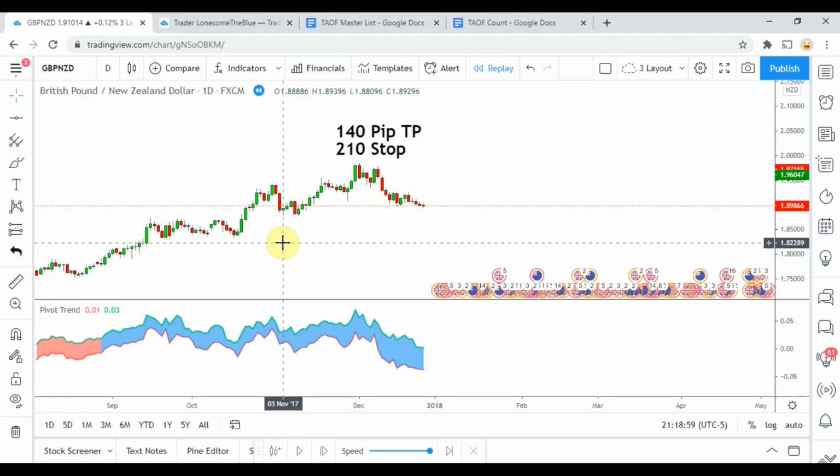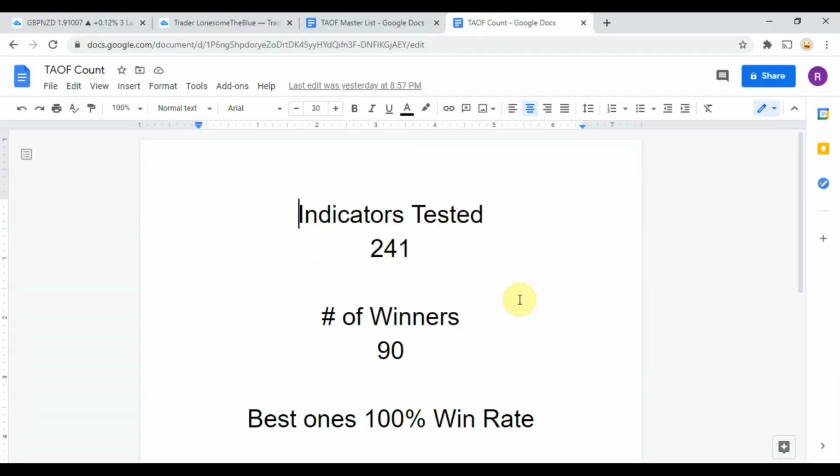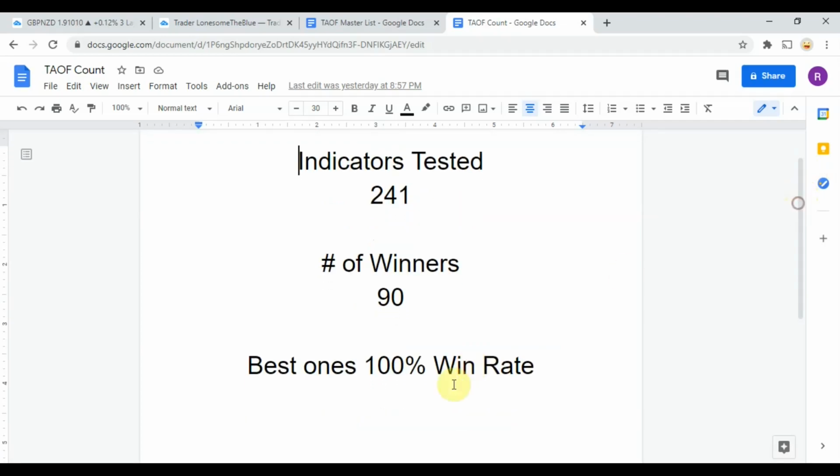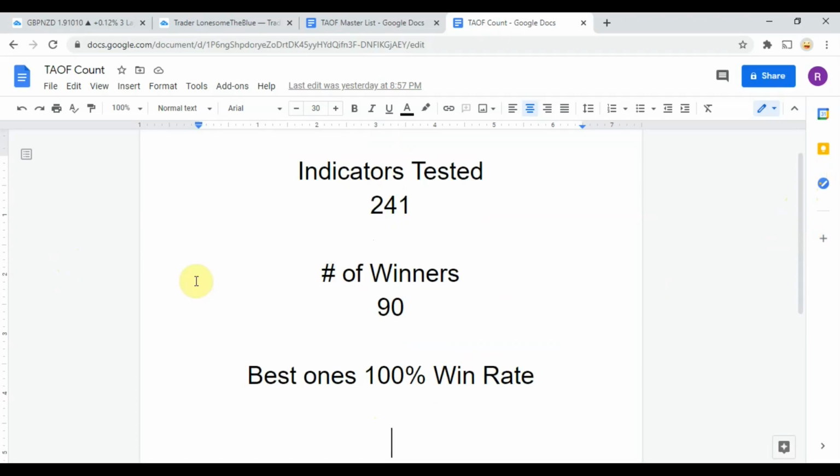Alright, as I said, today we will be testing the pivot trend indicator. But before we do, I wanted to put the indicator scoreboard up for everyone to see. So to date, we have tested 241 indicators. And out of those 241 indicators, 90 of them have been winners, which means that they have met or exceeded the 60% win-loss ratio threshold that we have set for them. The best ones so far were able to achieve a 100% win rate.